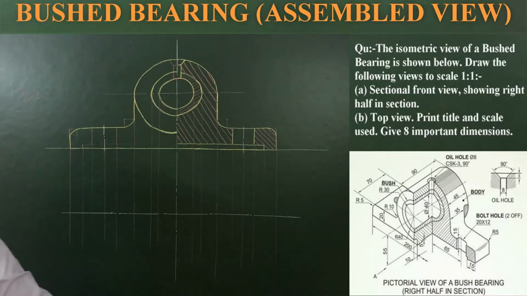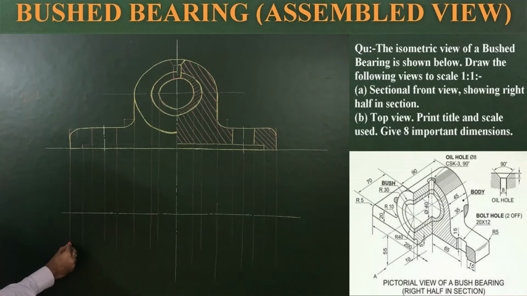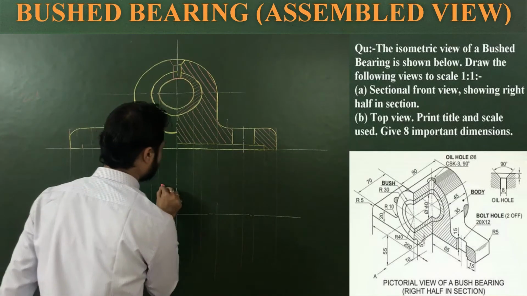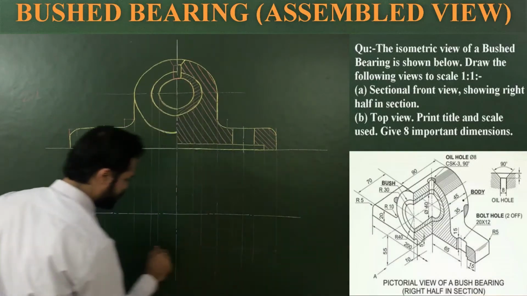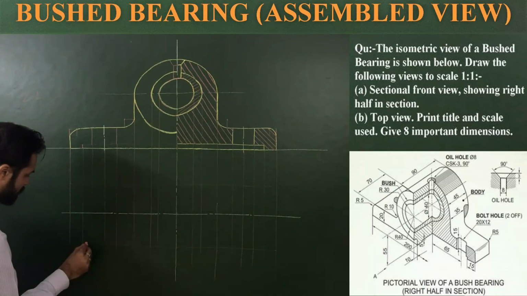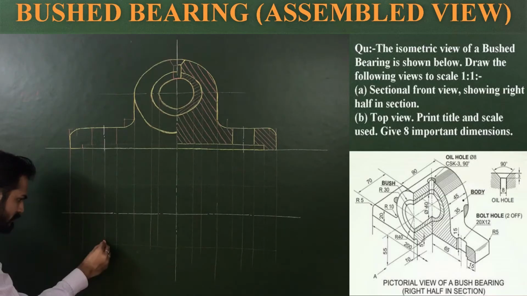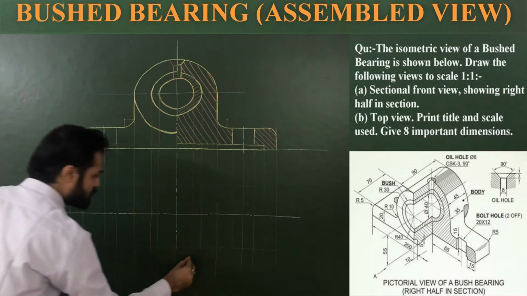So from the axis, the total width of the base is 70. So from this point 35 up and 35 down, totally 70. Now draw a line parallel to XY, or just mark 35 here, 35 here. Right, and I am extending these projection lines or projectors for construction work.